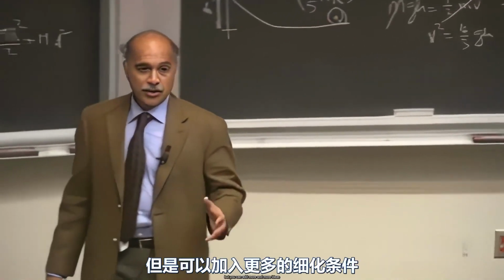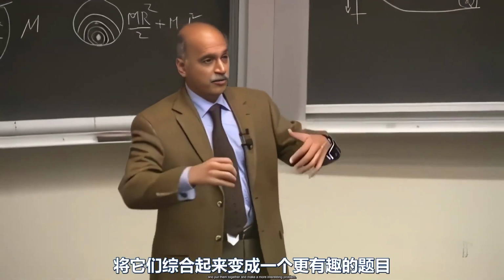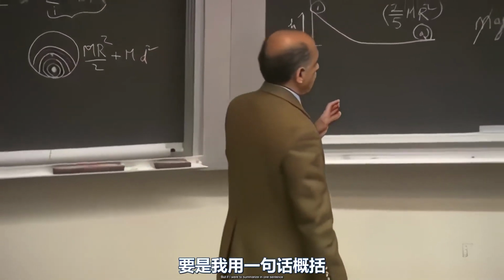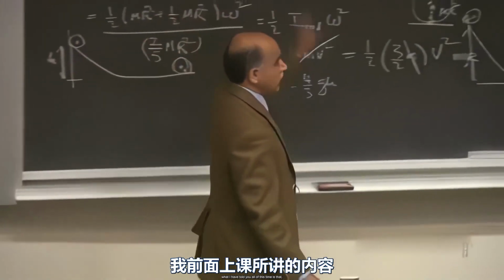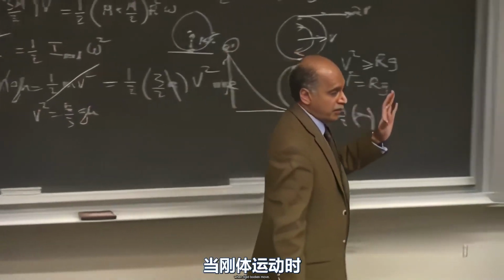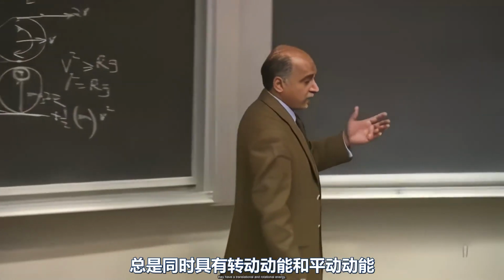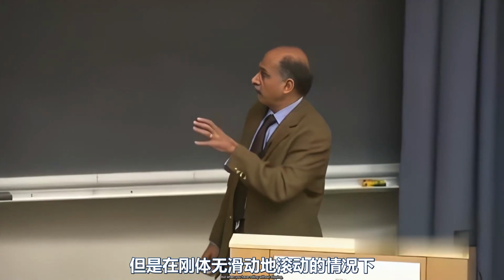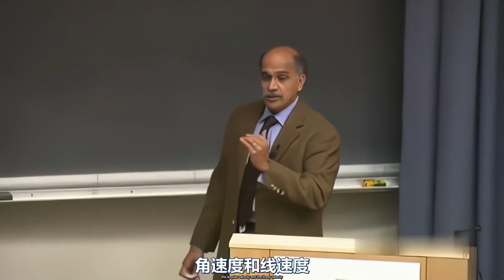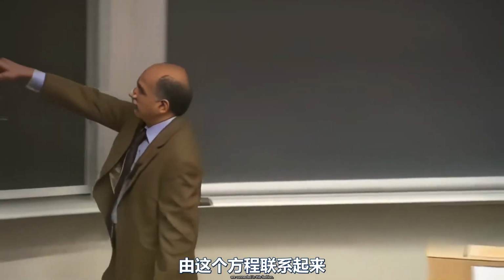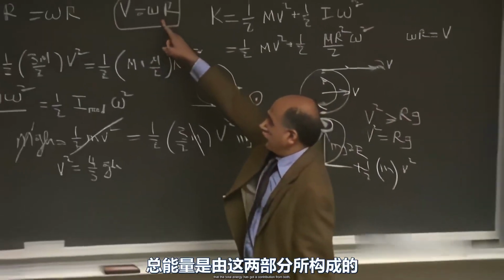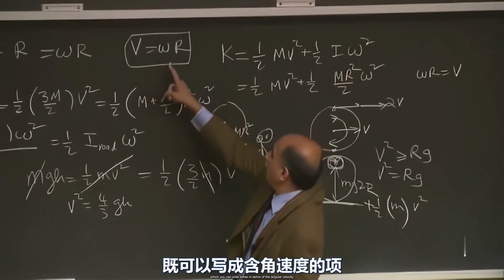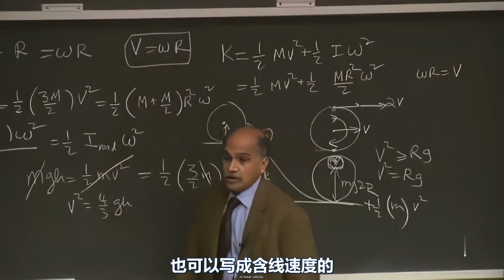So it's the same idea, but you can add more and more ideas and put them together and make a more interesting problem. But if I were to summarize in one sentence what I've told you all of this time, it is that when rigid bodies move, they have a translational and rotational energy. In general, they are independent numbers, but when you have rolling without slipping, the angular velocity and the linear velocity are connected in this fashion. So it's not surprising that the total energy has got a contribution from both, which you can write either in terms of the angular velocity or the linear velocity.